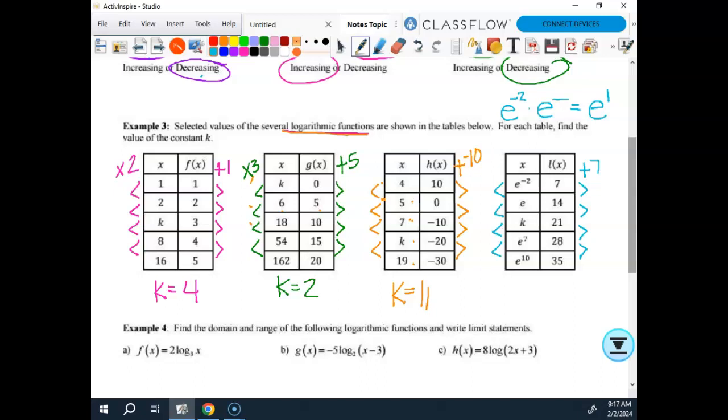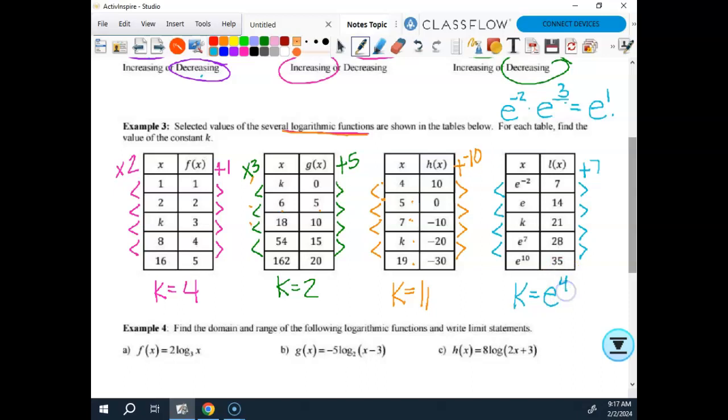What is your rule when you multiply two things with the same base? What do you do with the exponents? You add them. So what does this exponent have to be? 3. Because when I multiply e to the negative 2 times e to the third, I add those exponents and I get e to the first. Boom. So if I take e to the first and multiply it by e to the third, what do I get? E to the fourth. So I think k is e to the fourth.